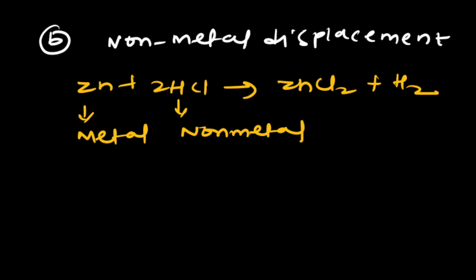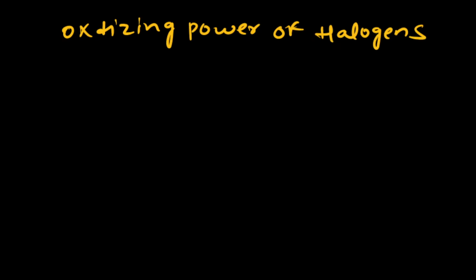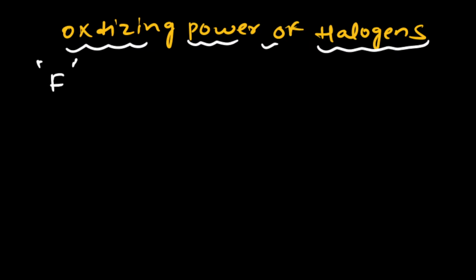Next, the very important one we are having, that is oxidizing power of halogens. Right? Now, in this oxidizing power of the halogens, listen carefully, my dear friends. Here, fluorine will readily take the electron or readily give the electron?